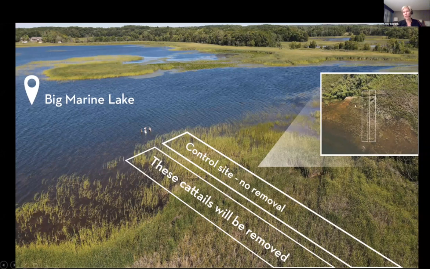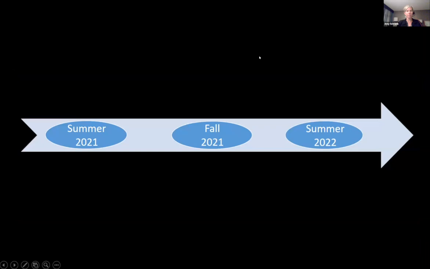And you can see here, this is just an aerial example of what those sites might look like. And you can see these are our researchers right here. And this is Big Marine Lake. You can see all back here, the vegetation is cattail. So there's quite a bit of cattail growing in there.